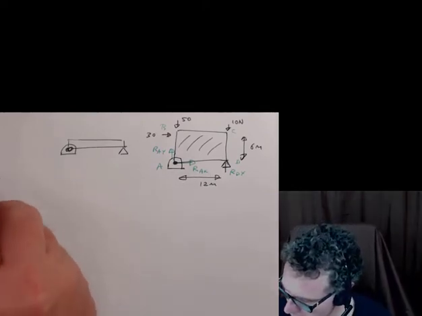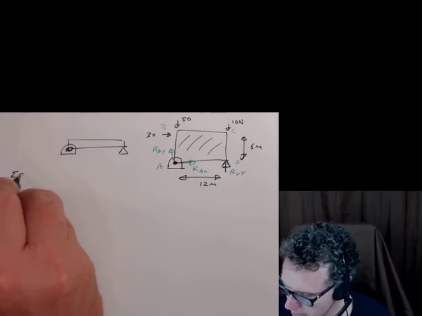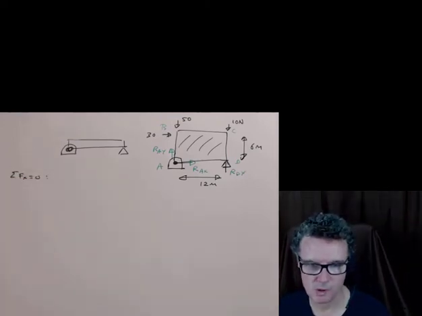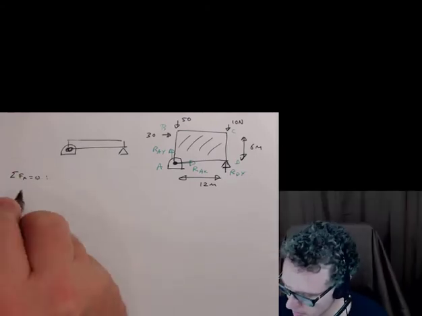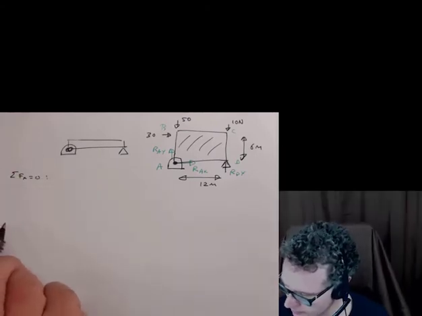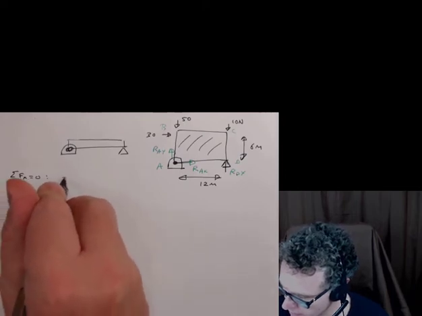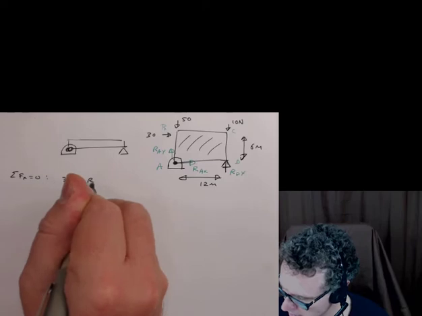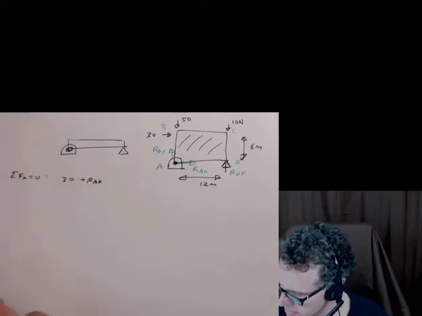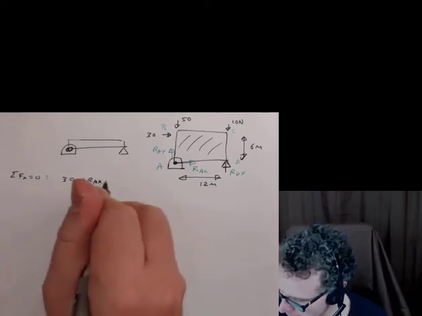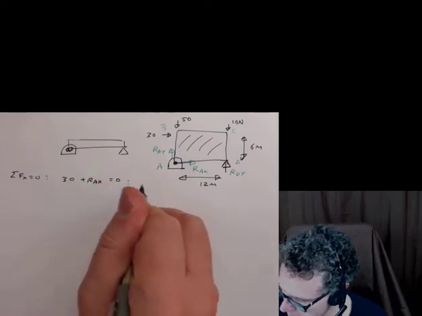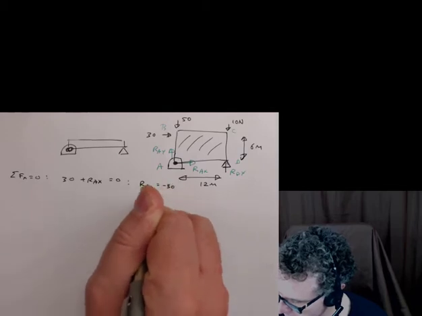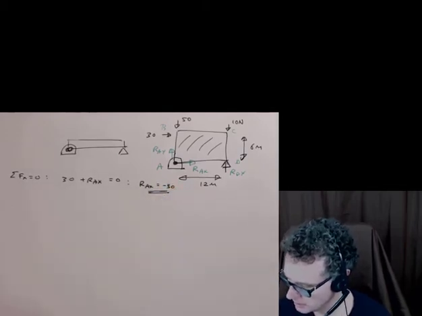So now we can go through our process, sum up forces in the x direction. Okay. So when we sum up, they should equal 0. So we've got 30 going in the x direction. We've got plus RAX going in the x direction, and that's about it. So that equals 0. So RAX equals minus 30. Okay.